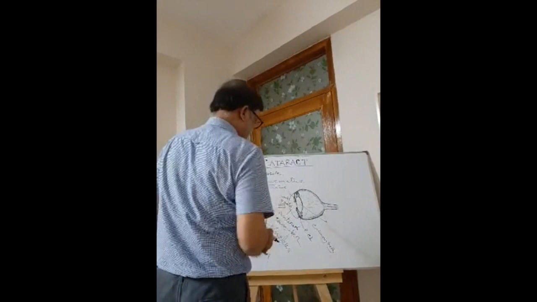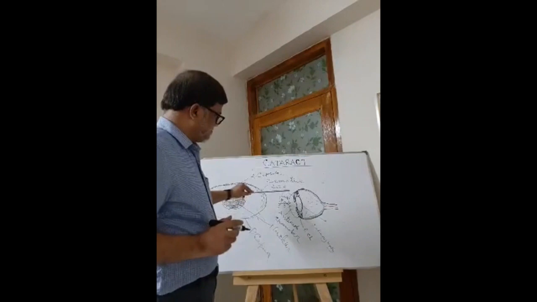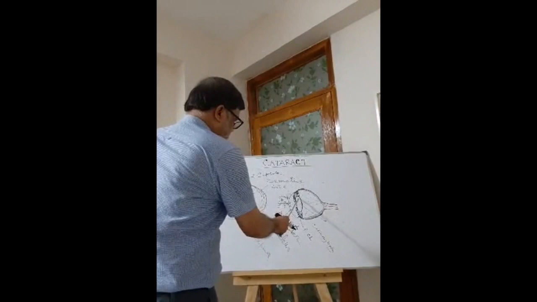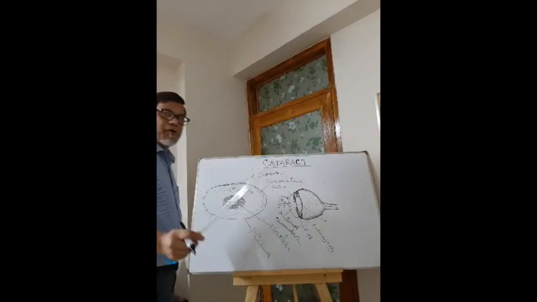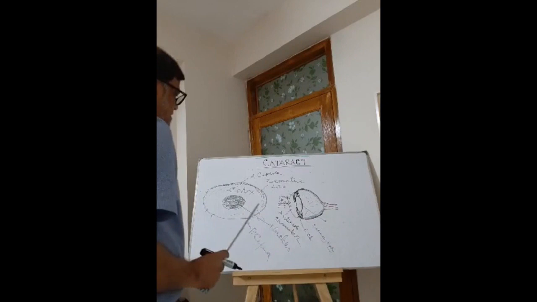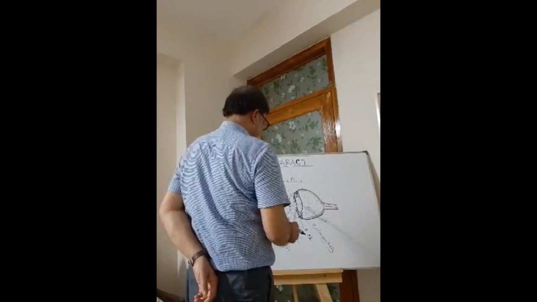Number three is that the refraction of this lens is the same in all places, not different. The refractive power of this lens is the same everywhere, so it is one of the causes of transmission of light inside this lens.